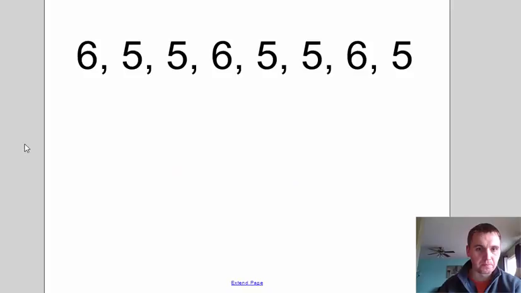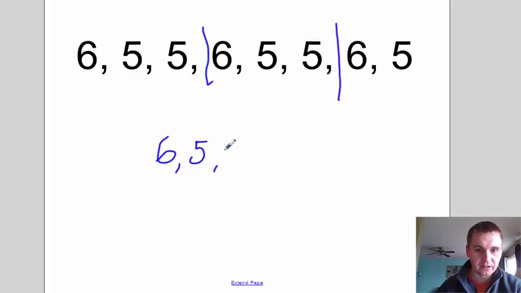All right, let's take a look at another one. 6, 5, 5, 6, 5, 5, 6, 5, and it stops. Hopefully you can easily see that it's 6, 5, 5, and then it starts over again with 6, 5, 5, then it starts over again with 6, 5, and then it would be another 5 there. So what is our repeating pattern? Well, our repeating terms are 6, 5, and 5.